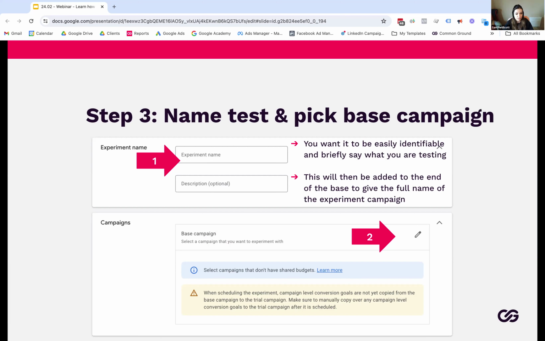and then that will get added to your base campaign name. So you don't necessarily need to put the base campaign name within the experiment name, just what you are testing. If you're doing landing page tests, you just want to make sure that you really know what it is. Sometimes you might want to put a date along with it so you know when you've last tested it easily while you've got everything else within the platform. And then you pick the base campaign there.